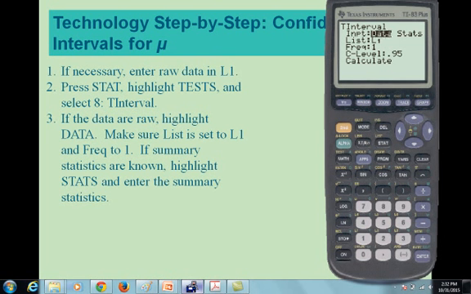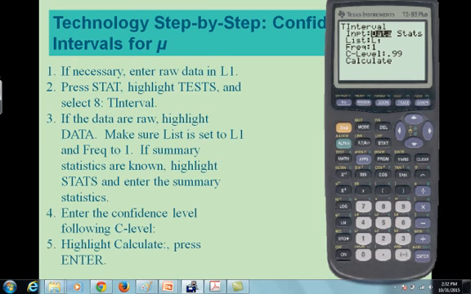But if you know the summary statistics, you already know what X bar is and you already know what S is. In that case, you would highlight Stats and then enter those values there. So I'm going to go back to Data for this example. And we want to enter our confidence level under C level. In this case, we wanted a 99% confidence level. Then we arrow down to Calculate and highlight it and then press Enter. And then the calculator gives us our lower bound and our upper bound for our T interval. And notice that it also calculated X bar and our sample standard deviation.